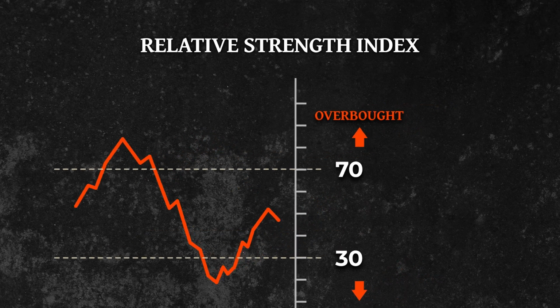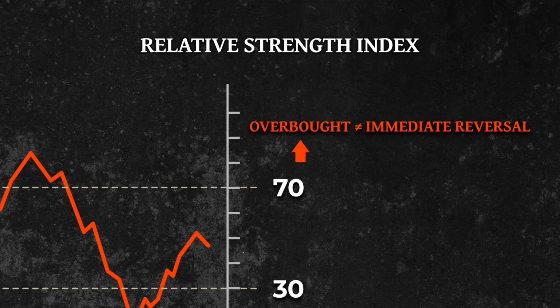It uses a 14-period look-back by default and is one of the most widely cited tools in technical analysis. Now, overbought doesn't mean price will reverse immediately. It just means buying pressure has been intense and a pullback is more likely. In strong trending markets, RSI can stay above 70 for extended stretches, so it's most useful as context, not as a standalone trigger. RSI becomes especially powerful when it diverges from price. If price makes a new high, but RSI makes a lower high, that's a classic warning sign that the move may be running out of steam.